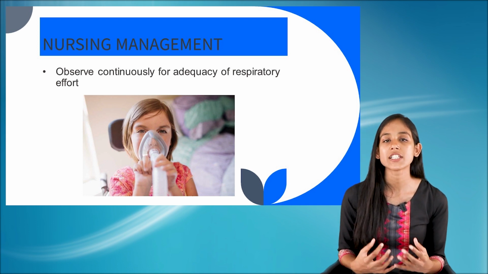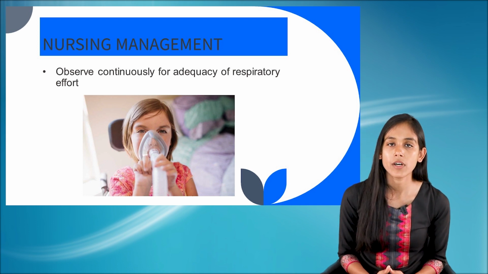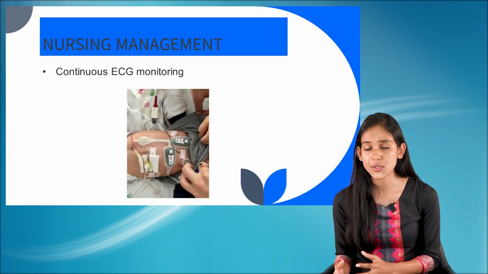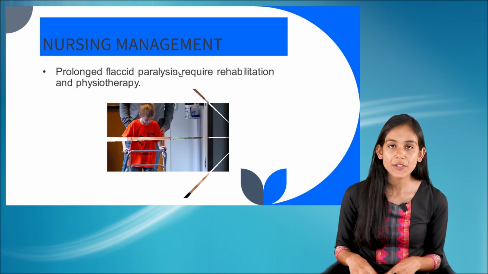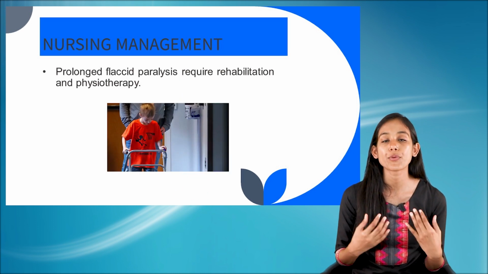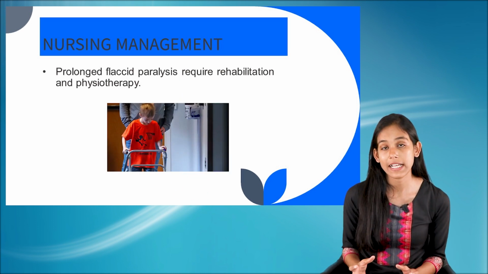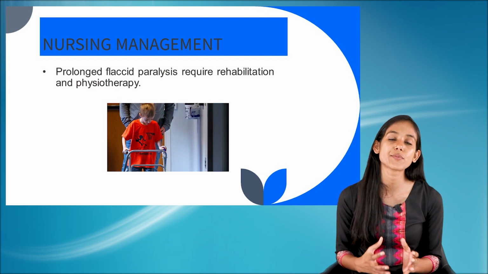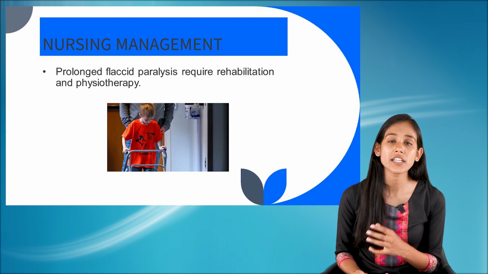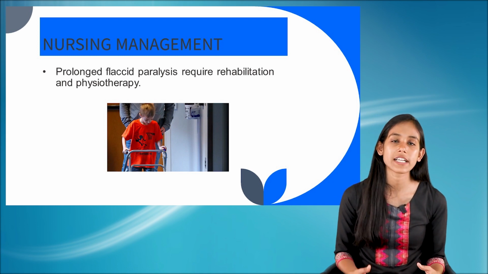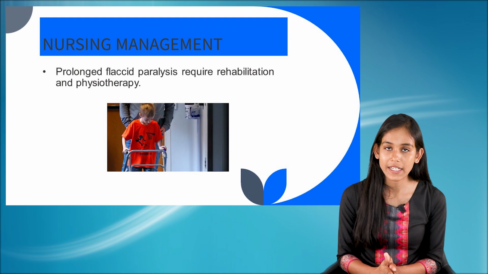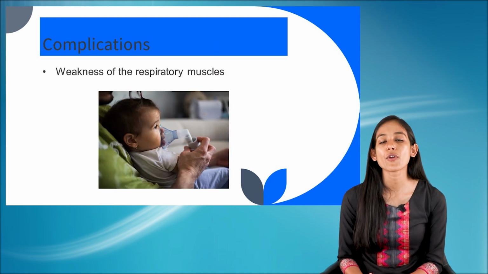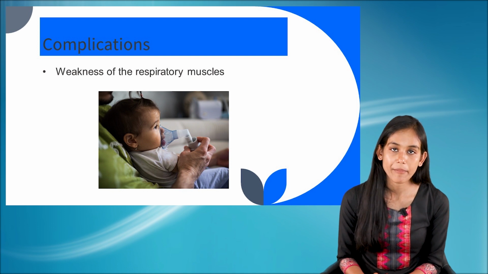So you have to continuously observe the child for the adequacy of respiratory effort, and there should be continuous ECG monitoring. Apart from these things, if there is prolonged flaccid paralysis, then that would lead to muscle atrophy. In that case, the child would require rehabilitation and physiotherapy. So you have to make sure that if there is prolonged flaccid paralysis, physiotherapy is provided to the child.